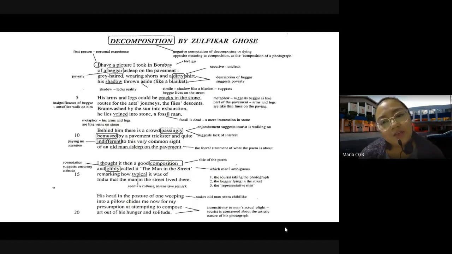Now the last stanza tells us that the persona actually feels kind of bad at what he has done, right? He realizes that this man is just an innocent bystander to what is happening around him, and the persona has shown insensitivity to the man's actual plight, that most people are just tourists. They're only concerned about the photograph, right?